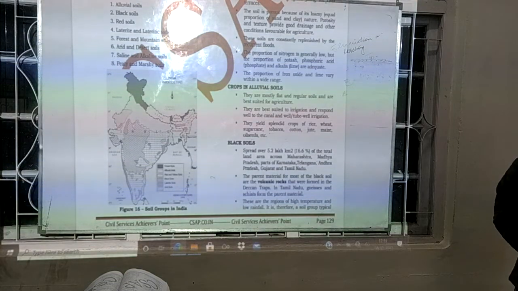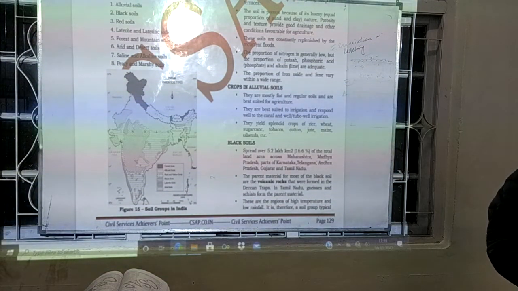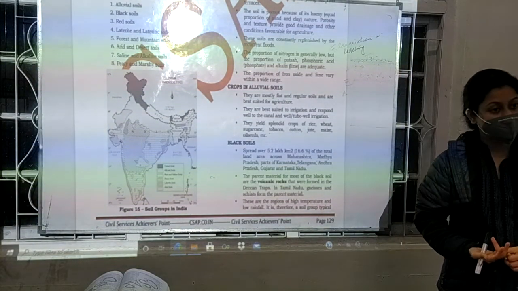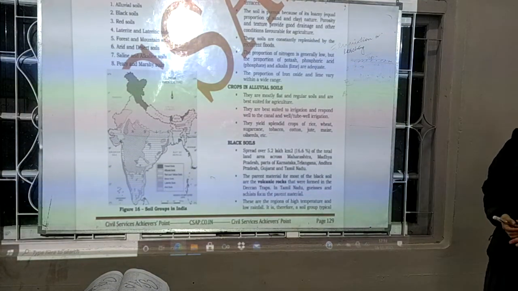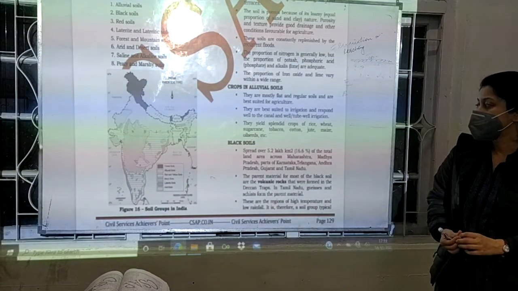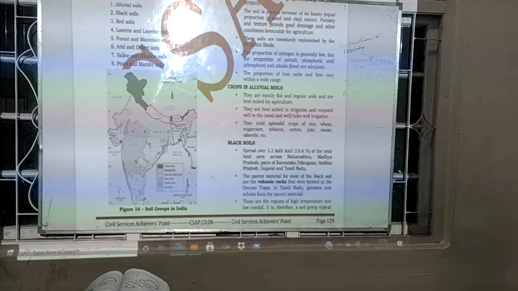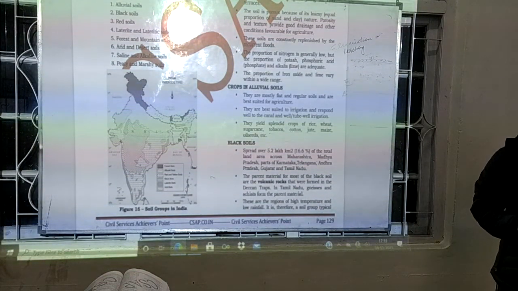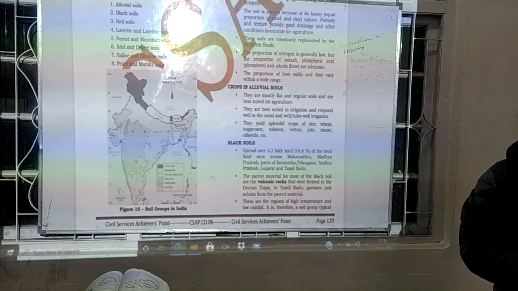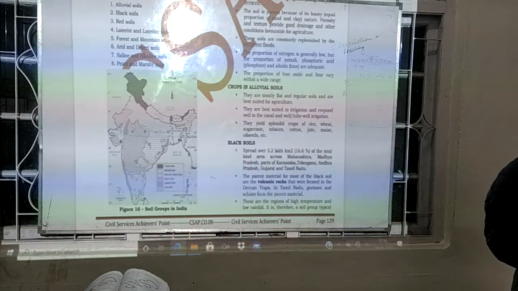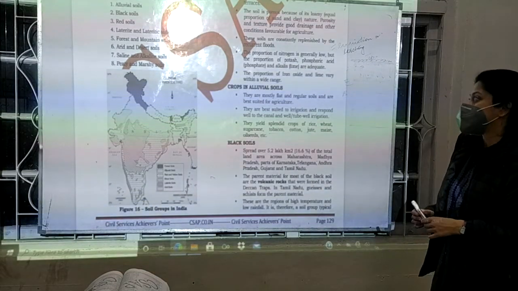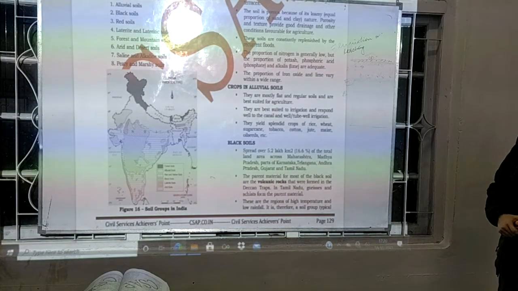Okay, alluvial soils. Will it be good for agriculture? Will this soil be good for agriculture? Yes. Okay. Will you be able to identify which areas the alluvial soils are found? Okay, river banks, river valleys. That's it.